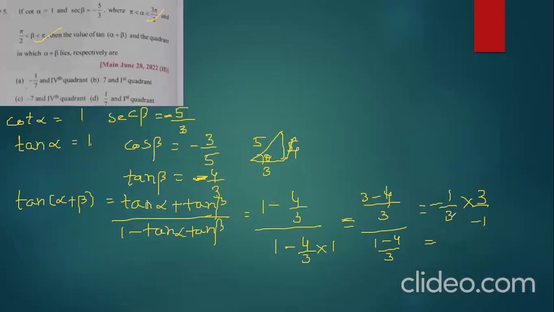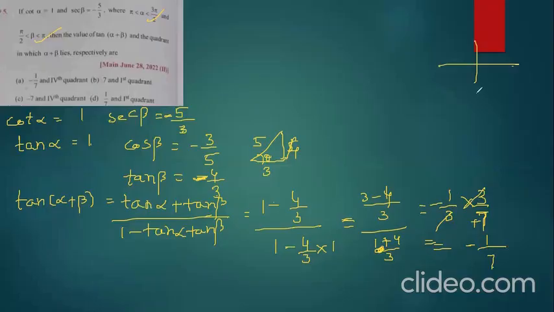So what do you get? You are getting 1 minus tan alpha tan beta, right? Tan alpha is 1, tan beta is, oh, I did wrong. 1 plus 4 by 3, right? 1 plus 4 by 3 means 3 plus 4, 7 by 3, okay? This is 7 by 3 means 3 by 7. Yes, this is positive, 3 by 7. So 3 cancelled. You are getting minus 1 by 7. So tan of alpha plus beta, we got it as minus 1 by 7.